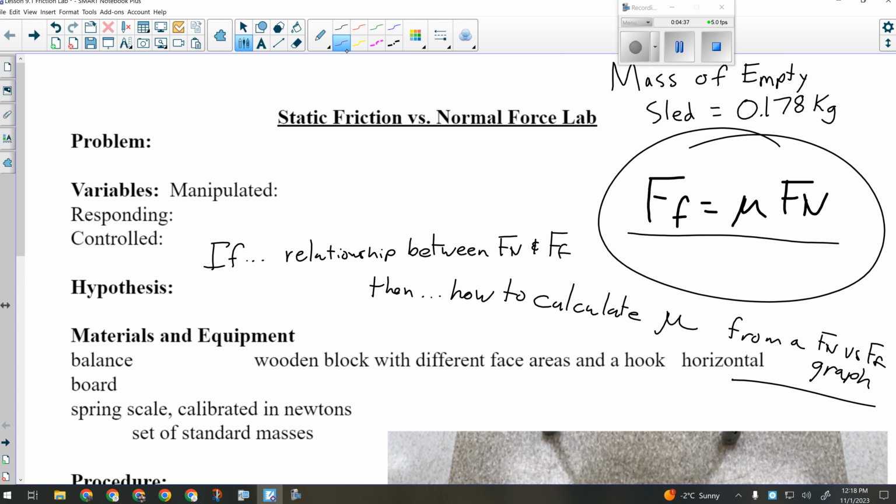So when there's no mass in here, this thing has a mass of 0.178 kilograms. I'm finding what the maximum amount of static frictional force is for that normal force. Now, on an inclined plane, how do I calculate normal force? Quick reminder here.